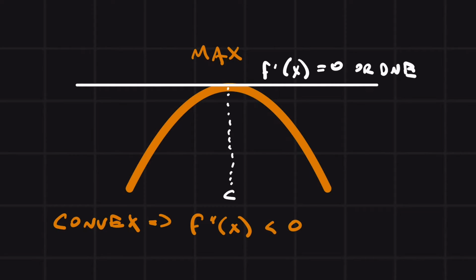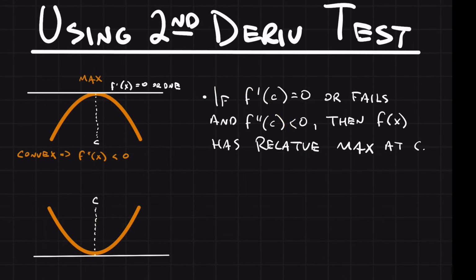In this graph that I've drawn here, this represents the scenario when f prime of x is equal to 0, but this also works whenever it does not exist. To use the second derivative test for this first scenario, if you can show that f prime of c is equal to 0, or it fails, and also show that the second derivative of that point is less than 0, that means that f of x has a relative max at x equals c.